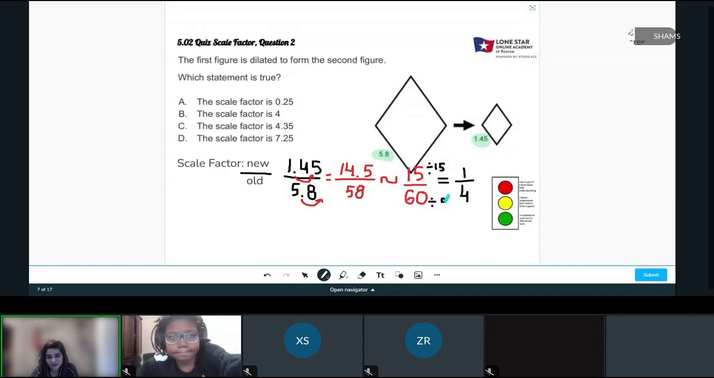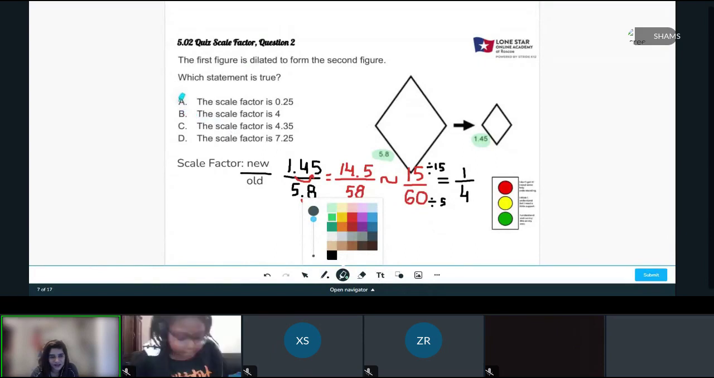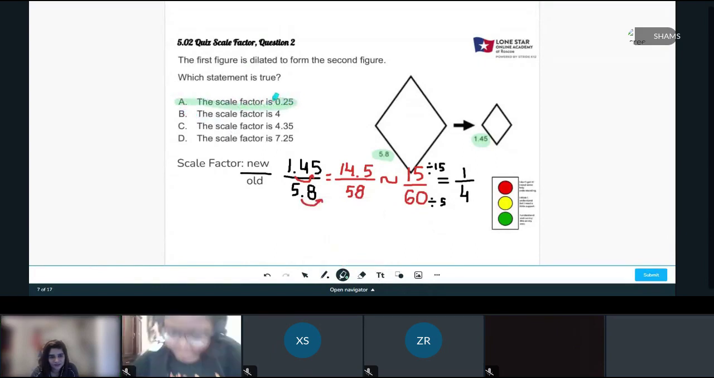And 1 over 4 is a quarter. That tells you the scale factor is going to be a quarter. Answer A. See, so easy way of doing it rather than do long calculations, and very nicely and neatly done.